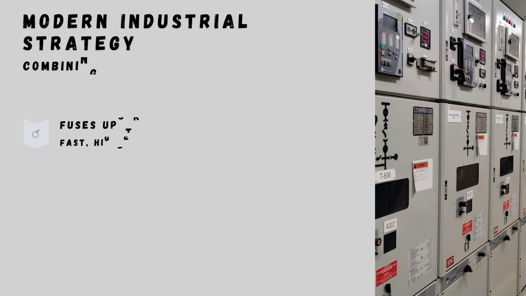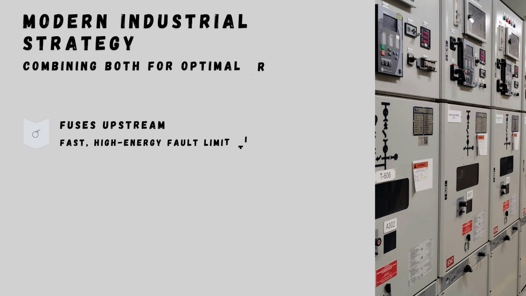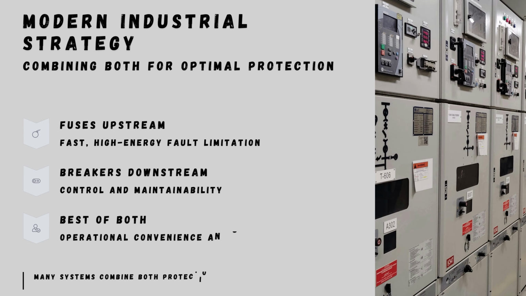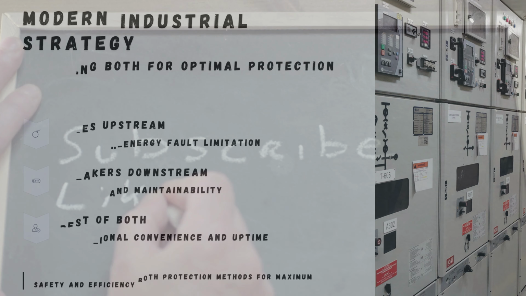In modern industrial machinery, fuses are preferred for fast, high-energy fault protection, while circuit breakers are preferred for operational convenience and uptime. Many systems combine both, using fuses upstream for fault limitation and circuit breakers downstream for control and maintainability.